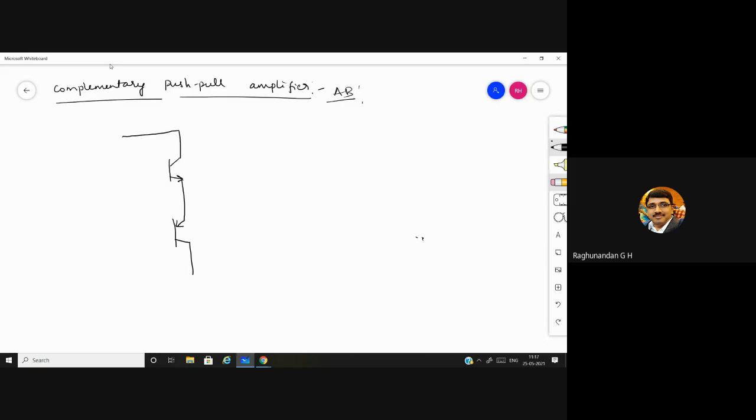Yeah. So in complementary push-pull amplifier, we will be using two types of transistor as well as we will not be using the transformer. The transformer can be eliminated. But in push-pull amplifier, we will use a transformer as well as both the transistors will be of the same type. That is the change. See, the circuit remains the same. Only some add-ons to the circuit will be there.